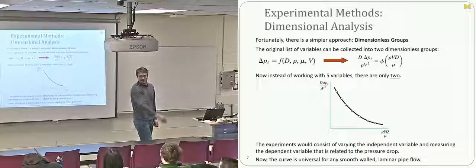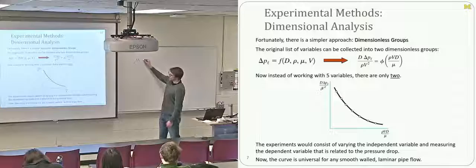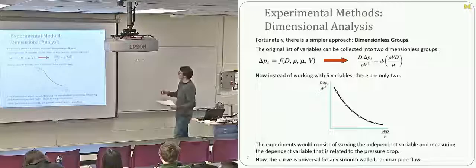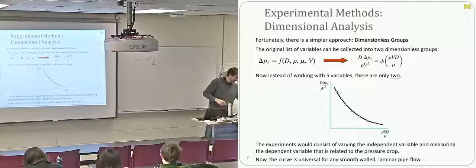I'll just remind you that, for example, if you look at mu here, the fluid viscosity, this is usually given in units of Newton seconds per meter squared. So that's your hint.